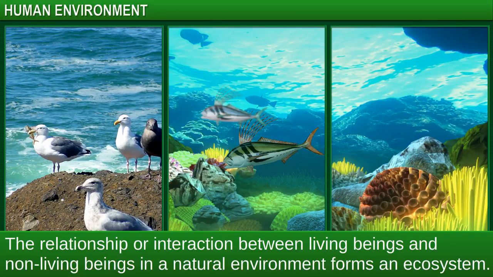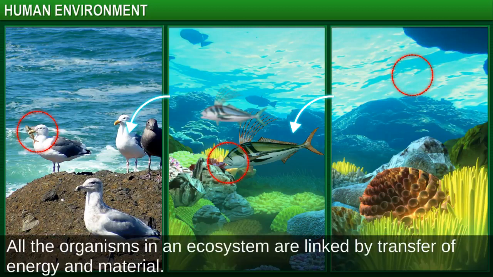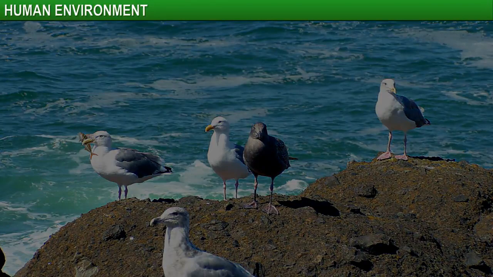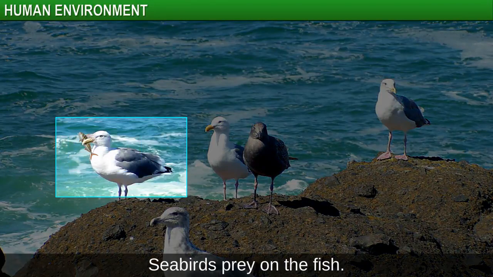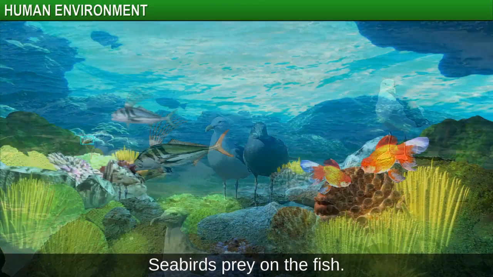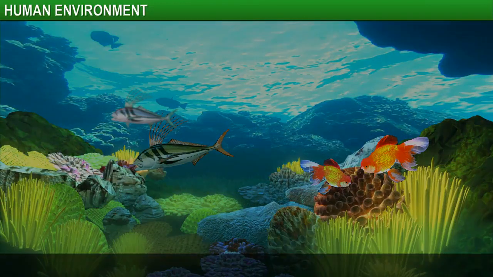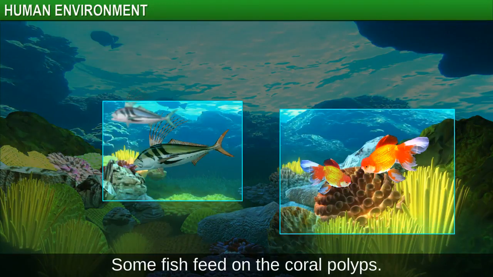All elements of a natural environment interact with each other and are often dependent on each other in some way or the other. All the organisms in an ecosystem are linked by transfer of energy and material. For example, the seabirds on the reef prey on the fish, while some varieties of fish feed on the coral polyps.